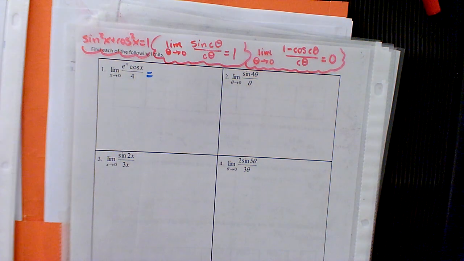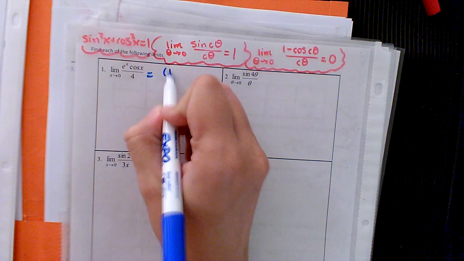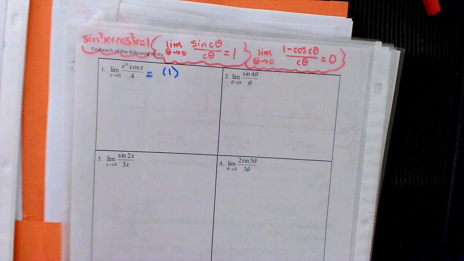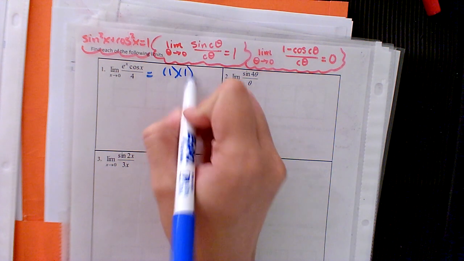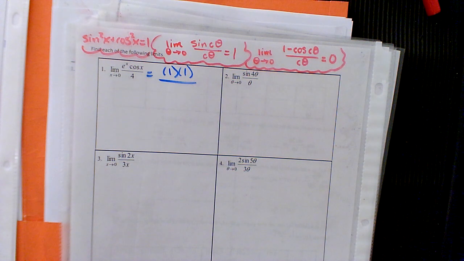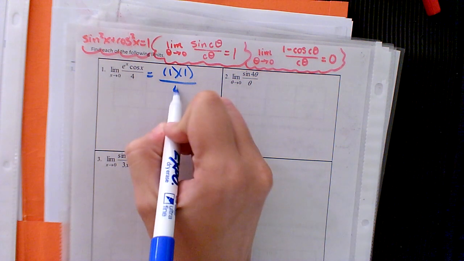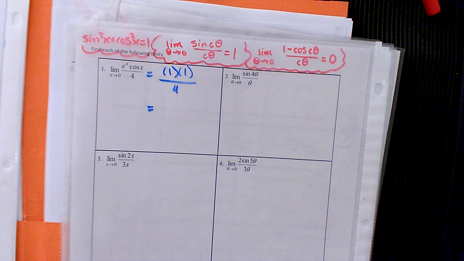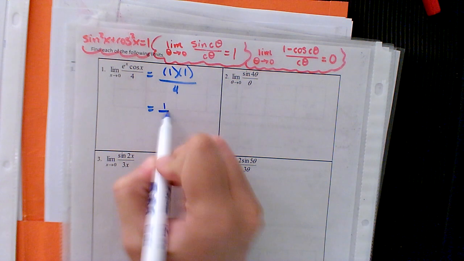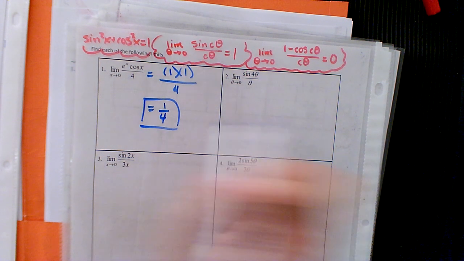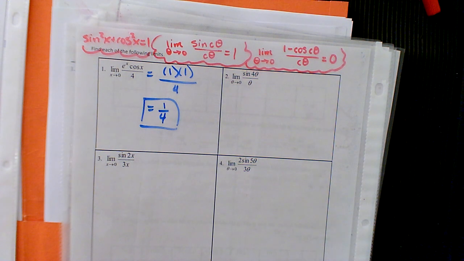E to the 0 power? 1. Cosine of 0? That's 1. We got to know that unit circle, at least the first quadrant. And all over 4. So our limit value? 1/4. We're done. Okay, remember our flow chart? If you plug in a number, get out a number, that's our limit value. Okay, we just have to be careful with the 0 over zeros and the number over zeros.